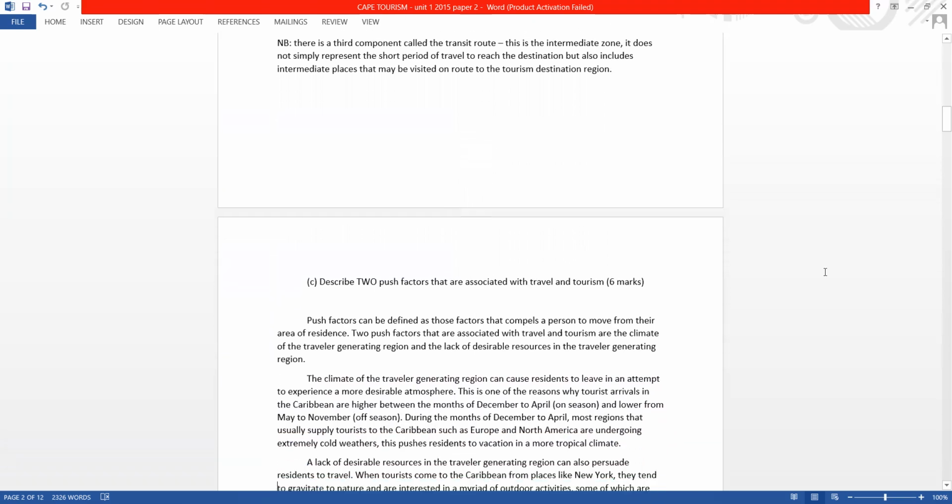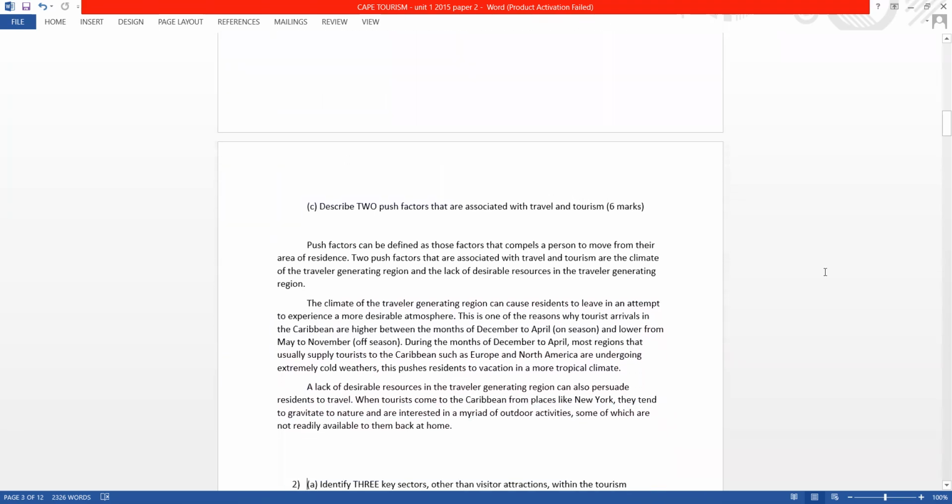Part C says, describe 2 push factors that are associated with travel and tourism. So let us analyze the answer that I have here. It says, push factors can be defined as those factors that compel a person to move from their area of residence. So if you notice there, I defined what push factors are.